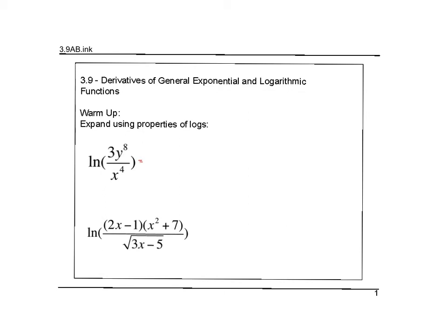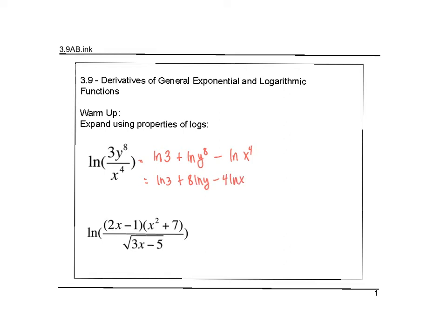So remember, anytime you have operations inside of a logarithm, whether it's multiplication, division, or exponents, we can expand and break this up into multiple logarithms. Multiplication gets broken up into addition, and division gets broken up or expanded into subtraction. And then finally, the exponents come down as coefficients. So ln 3 plus 8 ln y minus 4 ln x.